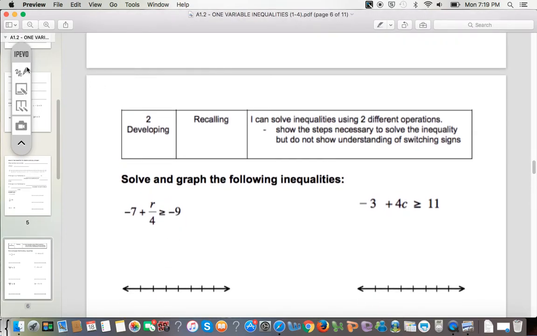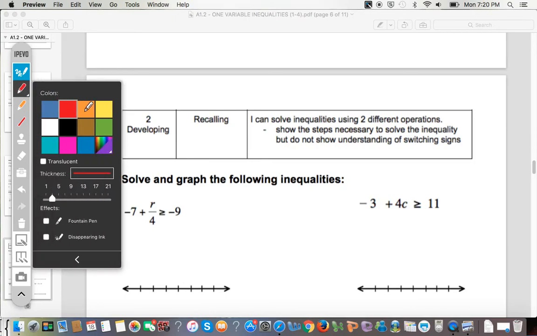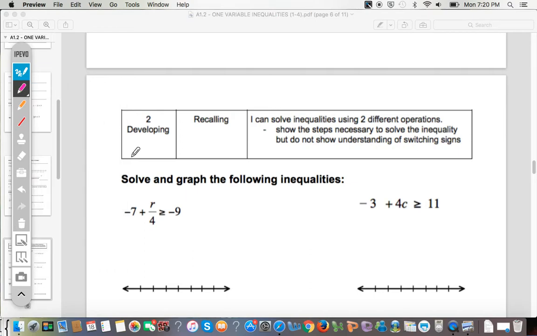Okay, so let's go to level 2. So learning target here. Very similar to level 2 in A1.1 solving equations. I can solve inequalities using 2 different operations. So the only difference between level 2 in this standard and the last standard, we replace this word inequalities with equations. So we're going to follow the same process. The only difference is we have our 4 signs, our 4 new ones, and we have the graphing component.